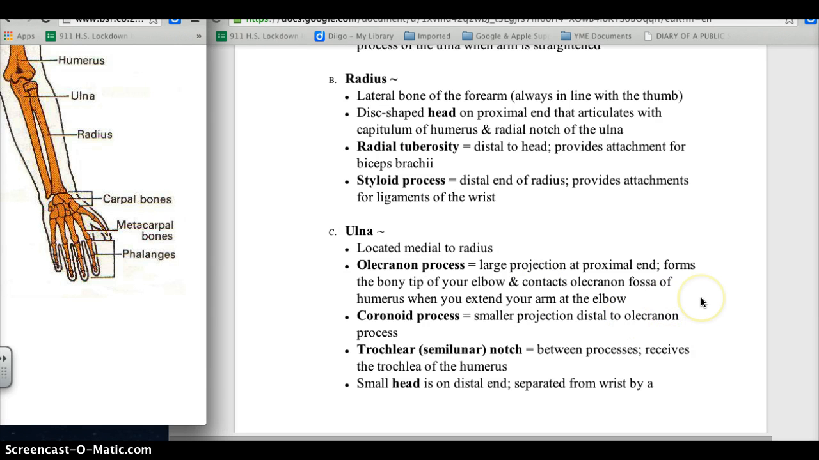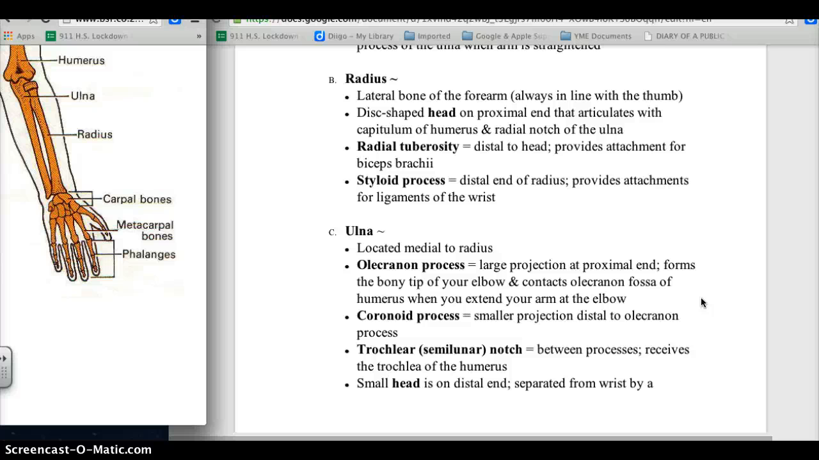The radius is the lateral bone of your forearm. It's always in line with your thumb. So try and keep that in mind, whether you are standing in anatomical position with palms forward, or you've actually supinated your hand so that the palm is down. Your radius is going to always stay in line with your thumb.